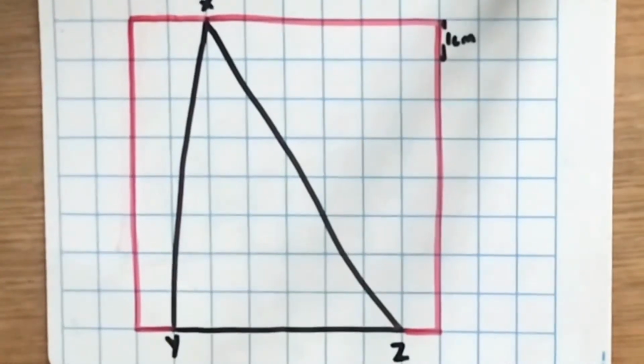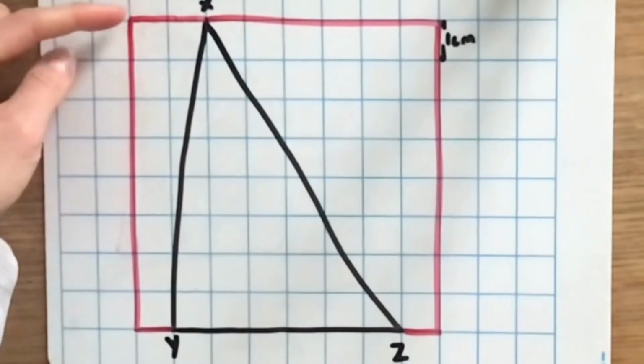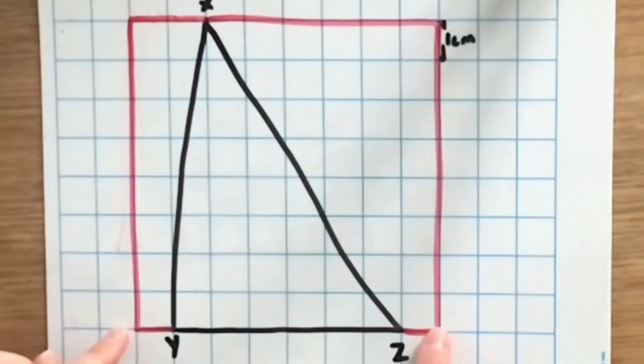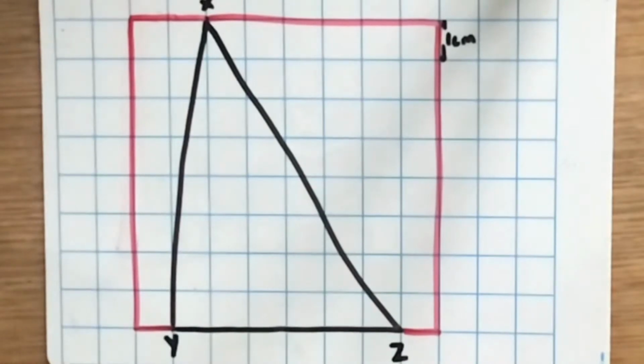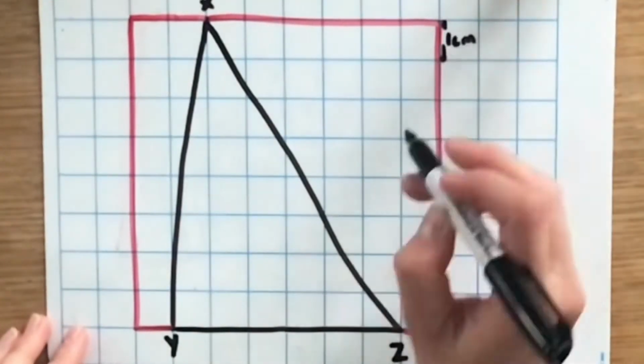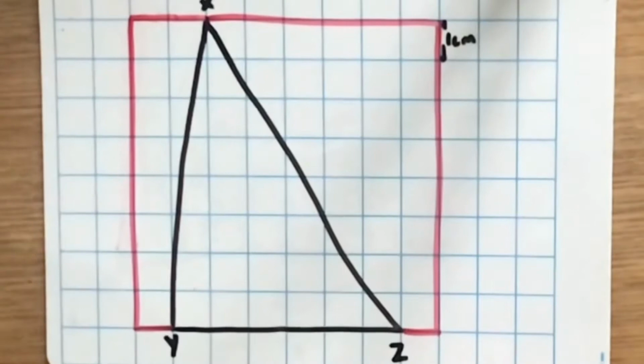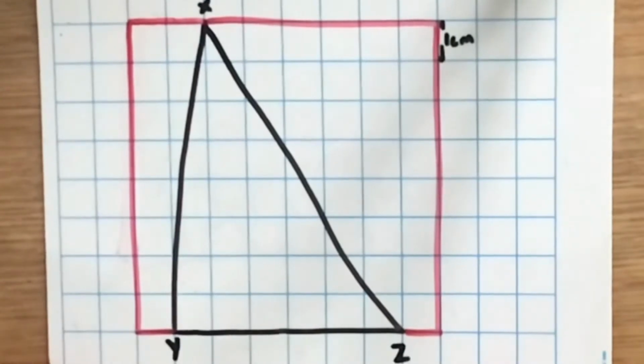So question number 8, you've got a square, okay? Each of the sides are 8 centimetres long, so that's from here to here, here to here, here to here, and here to here. They're all 8 centimetres long, okay? Each little square measures 1 centimetre. So you've got a triangle, it's called triangle X, Y, and Z. Okay, and the question wants you to work out the area of this triangle.